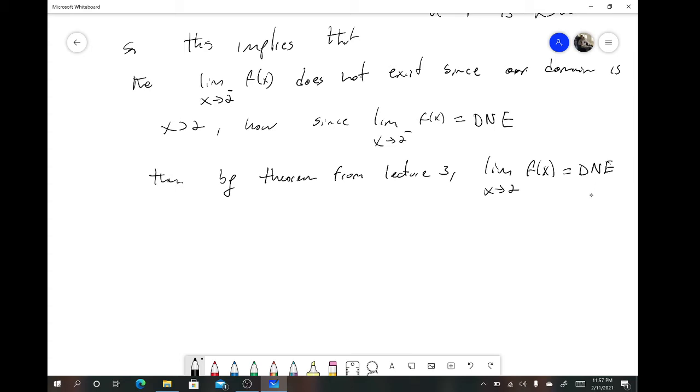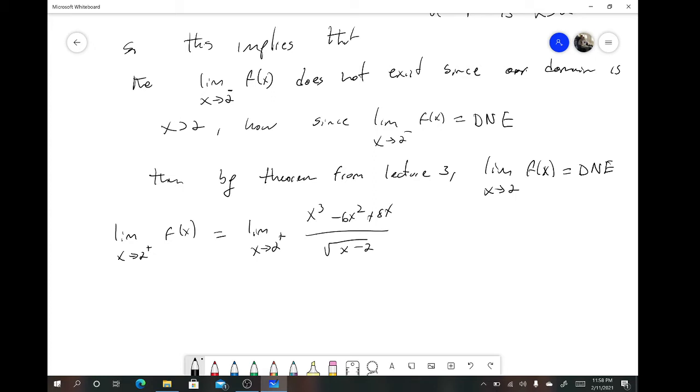However, just because the overall limit doesn't exist, the two-sided limit doesn't exist, does not mean that we cannot find one of the sides, one of the limits from the sides. So from the left side we now know that it doesn't exist, but what about the right side? So let's explore the limit from the right side. So as x goes to 2 from the right side of f of x, what we have is limit as x goes to 2 from the right side of x cubed minus 6x squared plus 8x divided by the square root of x minus 2.